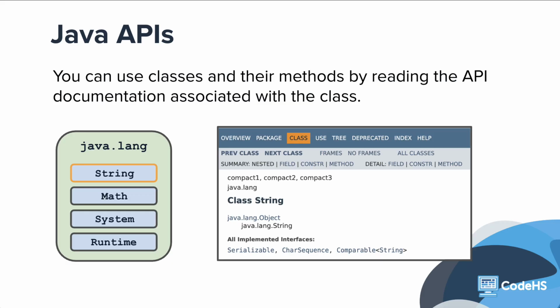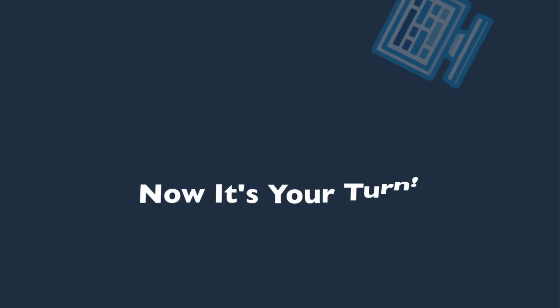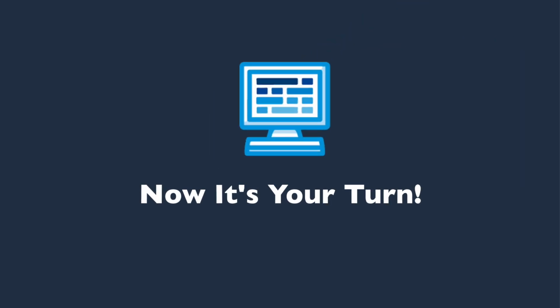You can use classes and their methods by reading the API documentation associated with the class. This documentation provides you with an understanding of the methods that you might use. Oracle's Java API is the official source for how to use the core Java libraries. As a programmer, knowing how to use documentation effectively will dramatically improve what you will be able to do. Now it's your turn to put APIs and libraries into practice.